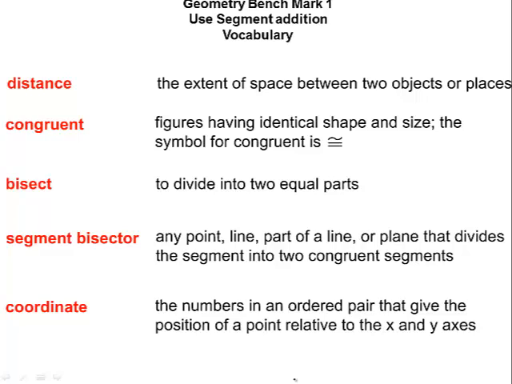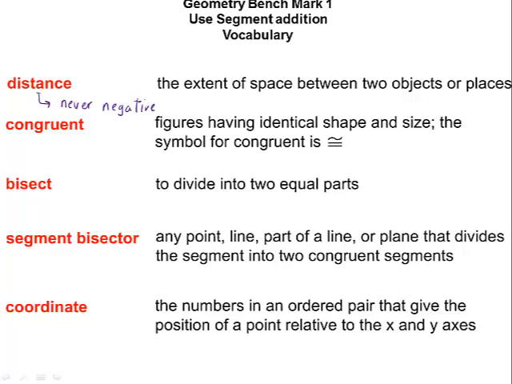So distance is the extent of space between two objects or places, and people tend to use distance and length kind of interchangeably. One thing that we'll want to remember is distance is never negative.